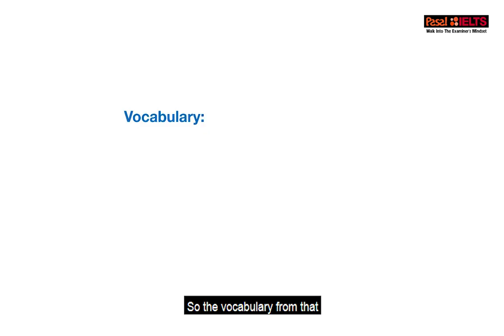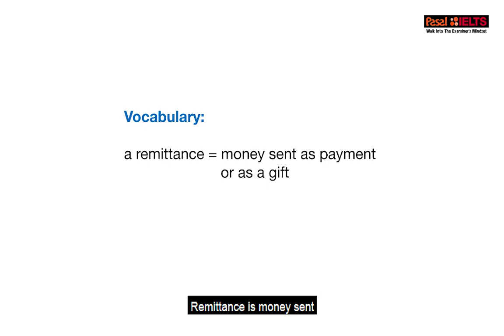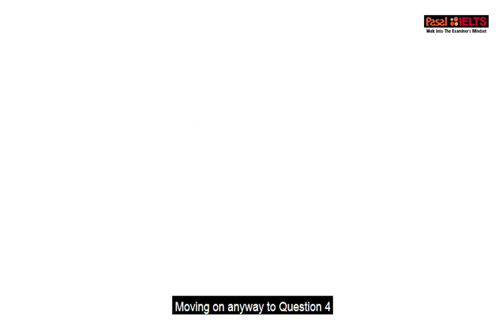So the vocabulary from that, of course, is just this one key word. A remittance is money sent as payment or as a gift. So these people who've emigrated are sending money home to their families. And this question was clearly testing your knowledge of that word, if you knew that word or not. Moving on anyway to question 4, let's do the same thing.